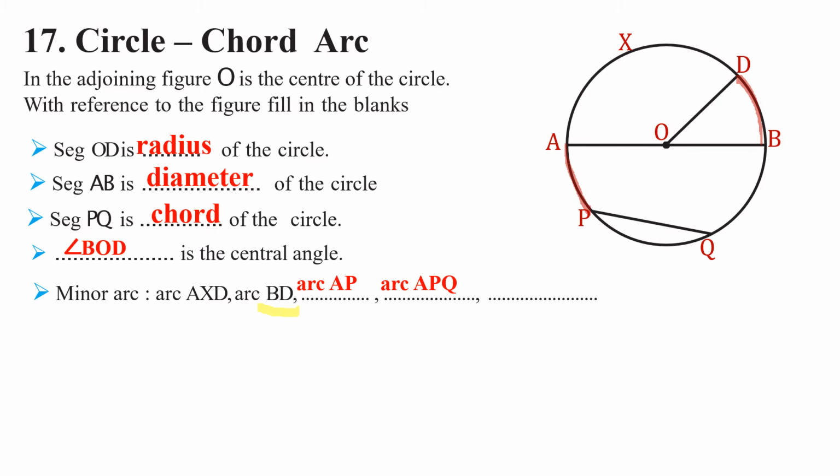Next one, arc APQ. Arc BQ. Arc BQ is also a minor arc. Now, next one, arc BQP, means this is also a minor arc because the measure of this arc is less than 180.